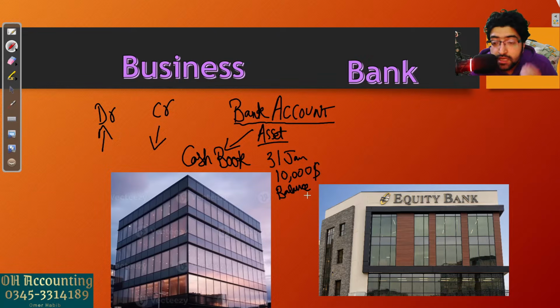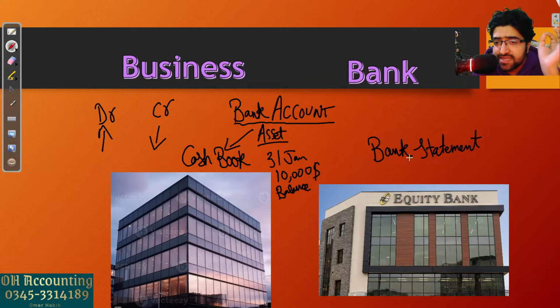Now, the bank has your account, okay? So how is the bank keeping a track of all the transactions? They maintain a bank statement, right? They also send you a copy at the end of every month. They can email it to you, and they might also send a physical copy. I will show you what a bank statement looks like. But how is the bank recording transactions in your bank account?